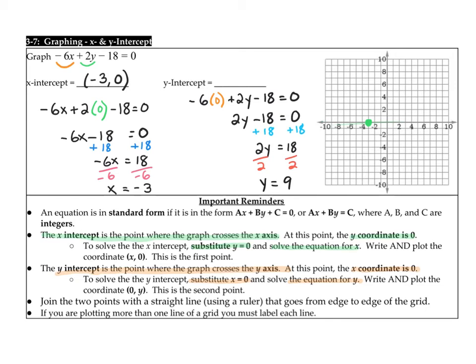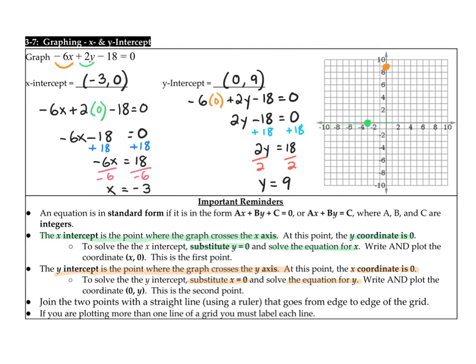So once again, because it is a y-intercept, that means the x-coordinate is 0 and the y-coordinate is 9. So on the y-axis, up here, the y-coordinate is 9.